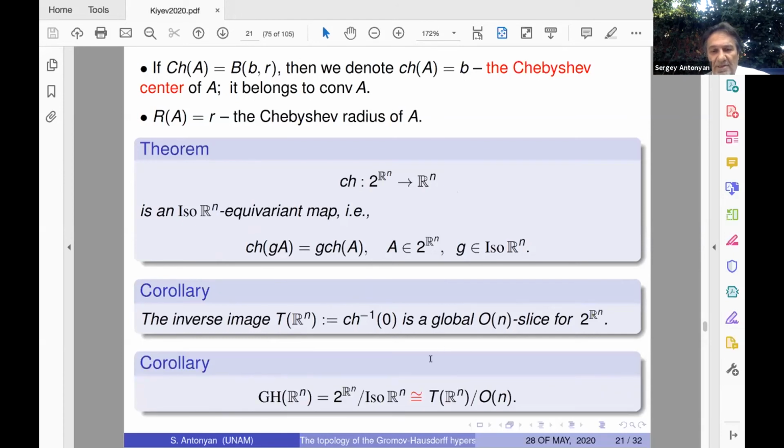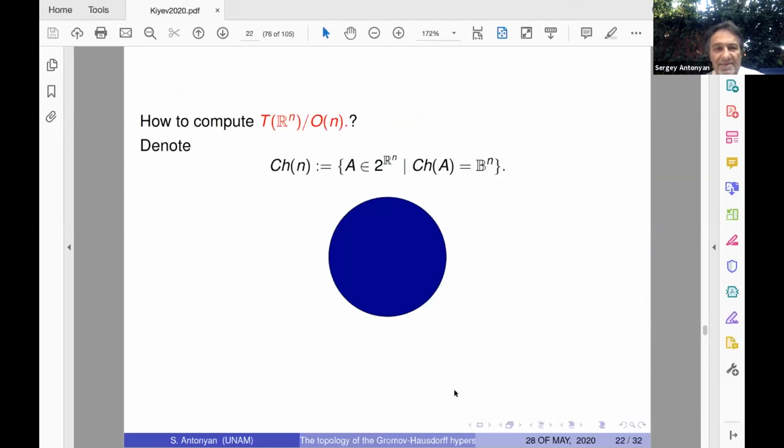So since it is a global slice, the Gromov-Hausdorff hyperspace of R^n is homeomorphic to this orbit space. So in this step, we reduce the problem to the action of a compact group, O(n). Working with compact Lie groups is more pleasant and some theory exists. Now, how to compute this orbit space?